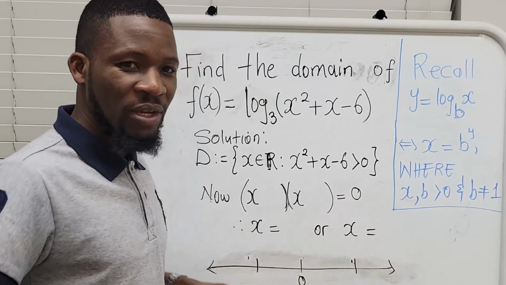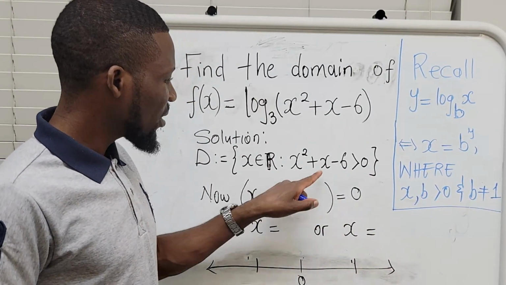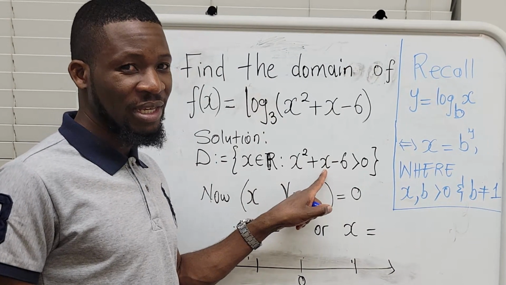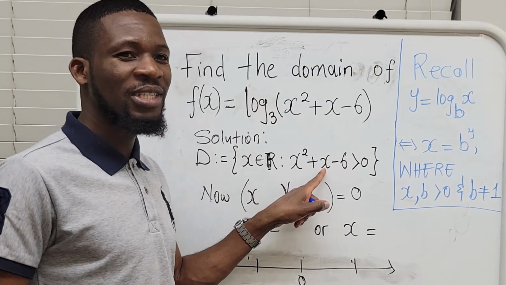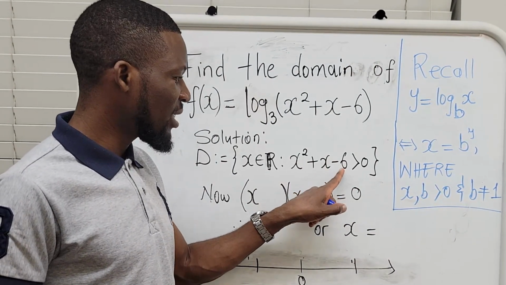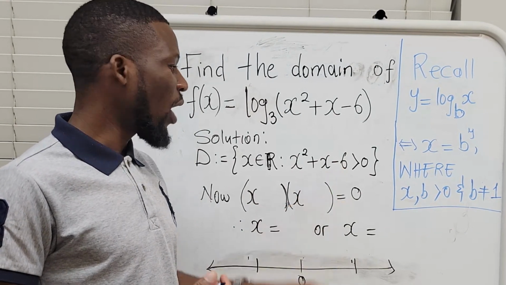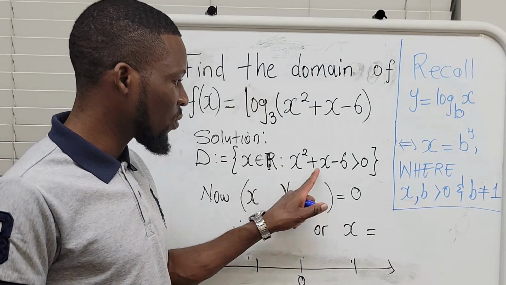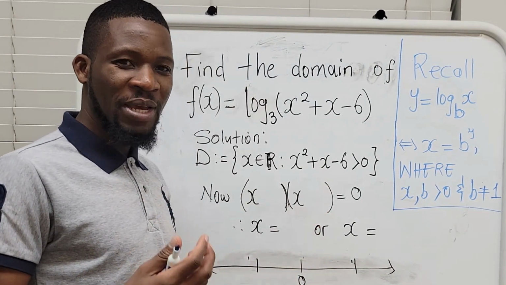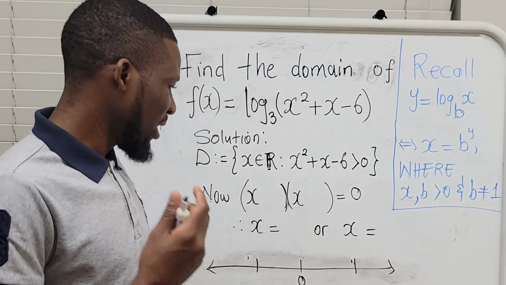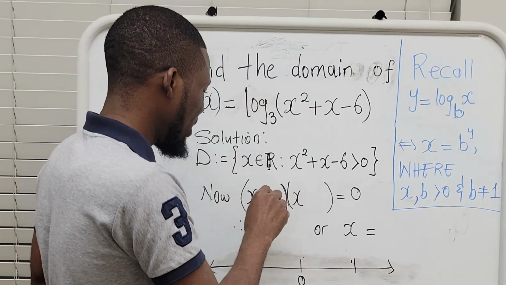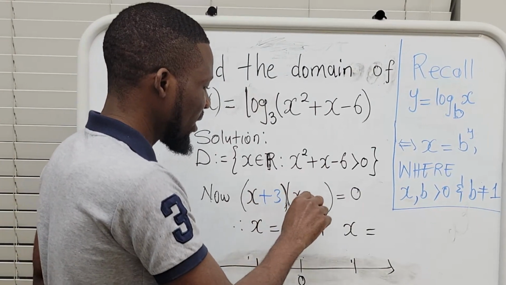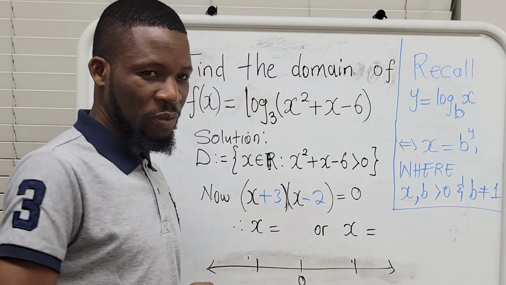Now, I am going straight to factorize. Look at this. The coefficient of x here is 1, and the product is negative 6. So I know that 3 minus 2 is equal to 1, and 3 multiplied by negative 2 is negative 6. So I can write here positive 3, and I can write negative 2.